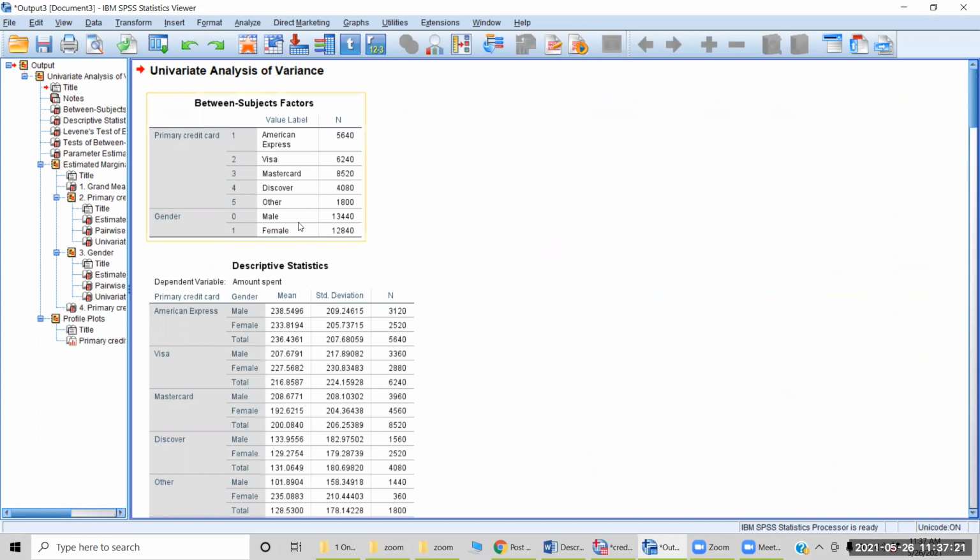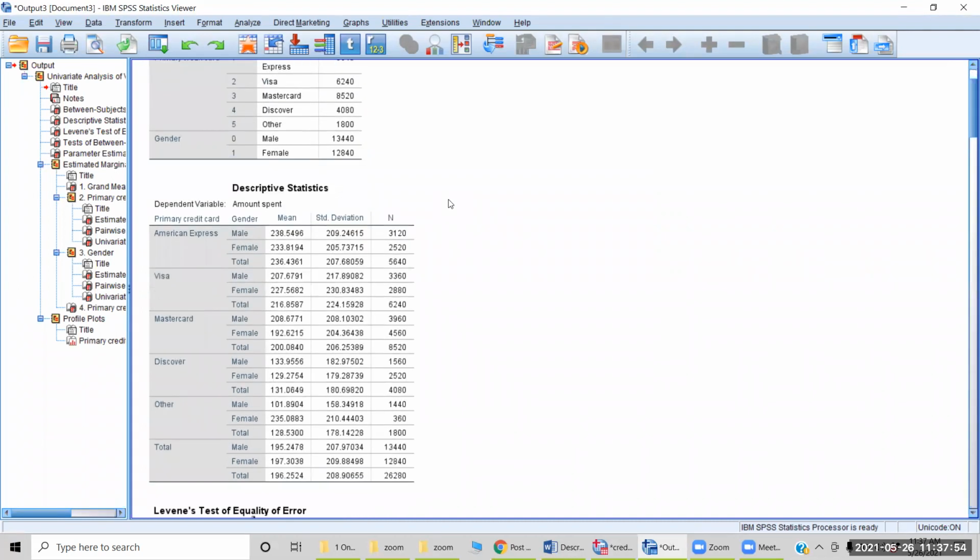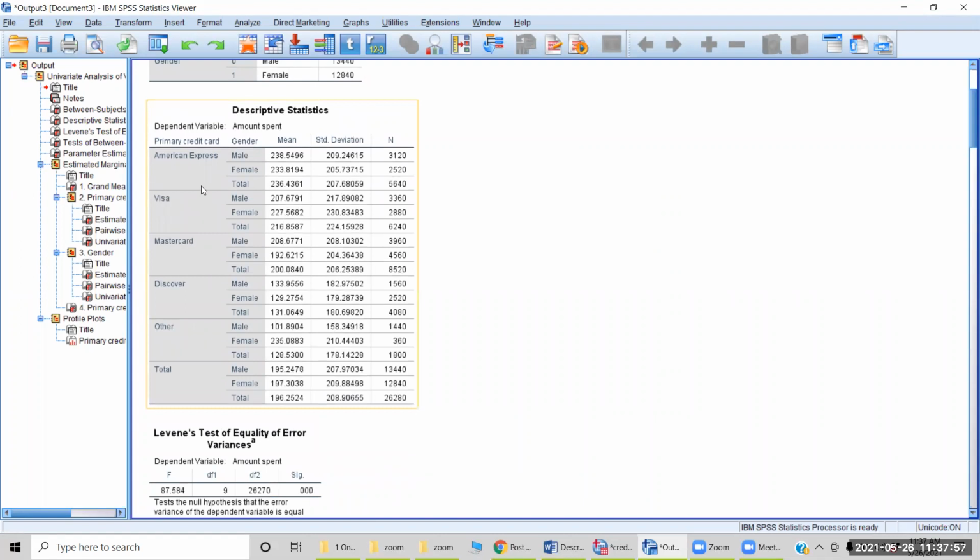So how to read them? First, information about the variable. For example, the primary card, 1, 2, 3, 4, 5 categories of the card. And then gender, male, female, 2 categories. And what is their sample size? This is very important to know, particularly when your Levene test is rejected. So for the robustness of the test results, the assumption is that the sample size across these categories should not differ much.